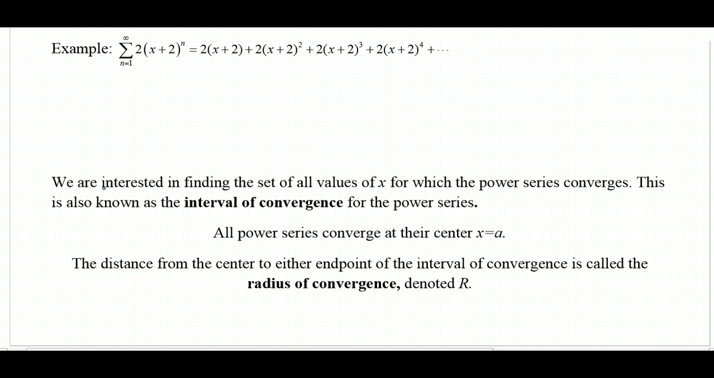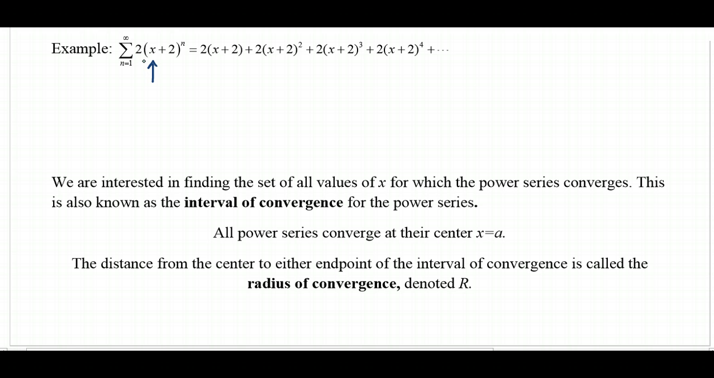Alright, so here's what we're interested in finding. We want to find the set of all values of x for which the power series converges. This is also known as the interval of convergence for the power series. So let's take a look at that previous example that I left up here. We just talked about that, where the c sub n was a constant function, just 2. So what I'm looking for is what are all the different x values I can plug in right there that will make my original series converge.